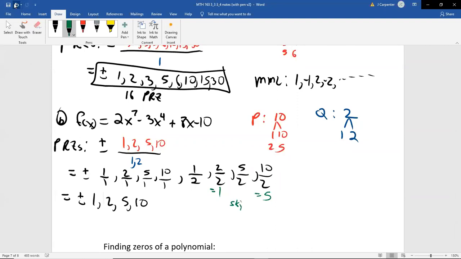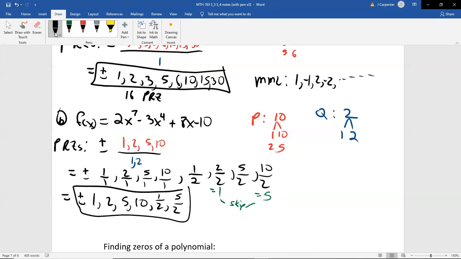I will skip writing these, not for any particular crazy reason, but just because we already saw them from the first 4. So you can get some repeats, and you don't need to list repeats a repeated number of times. But I still do need to get the 1 half and the 5 halves. So there are our possible rational zeros for the second one.